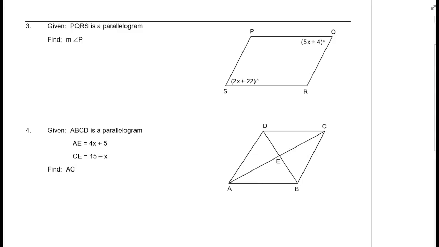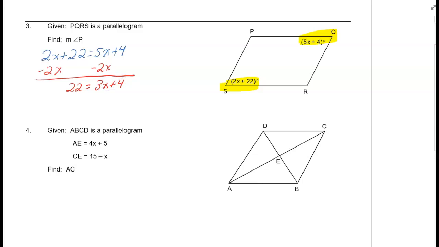For problem number 3 on page 8, we want to find angle P. So looking at angle S and angle Q, we should identify them to be opposite angles, and opposite angles in a parallelogram are congruent. So the equation we should set up is 2x plus 22 is 5x plus 4. When I solve this problem, subtract 2x, we get 22 is equal to 3x plus 4. Let's subtract 4 from both sides. 18 is equal to 3x, and divide by 3. And we get x to be equal to 6.